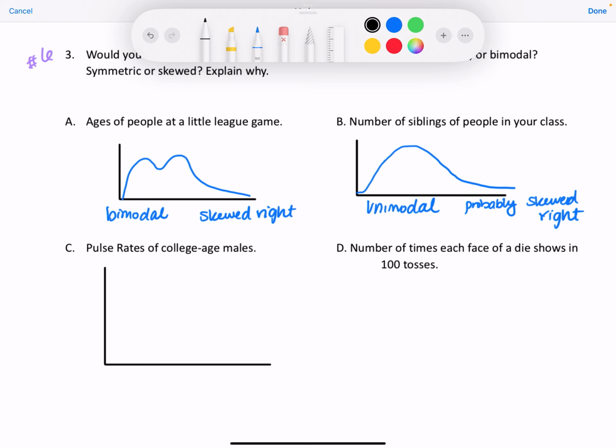Pulse rates of college age. So this is kind of tricky because college is a high stress environment. Also, you could have athletes who have a really consistent pulse. But then you have druggies in college who die of an overdose, so their pulse is 0. Let's be honest. The term college age is a relative term because you can be however old you want to be and go to college. They don't have to be college age in college.